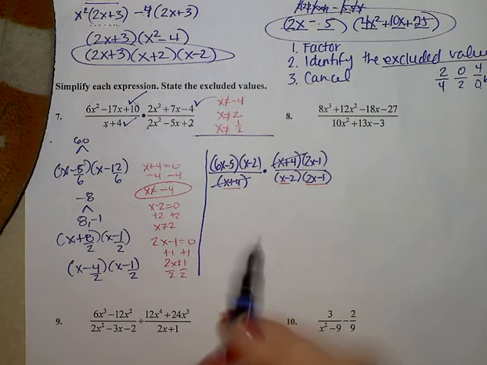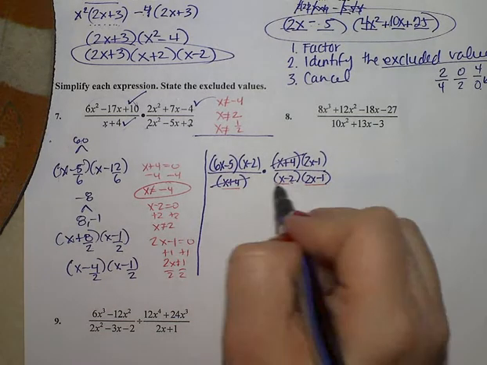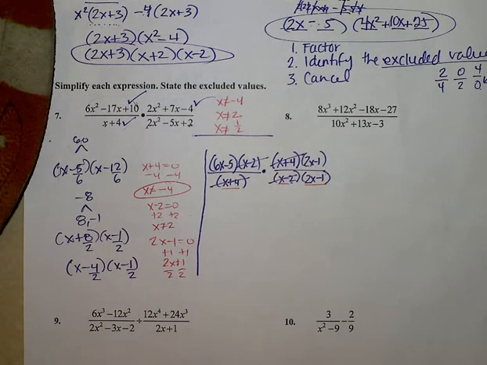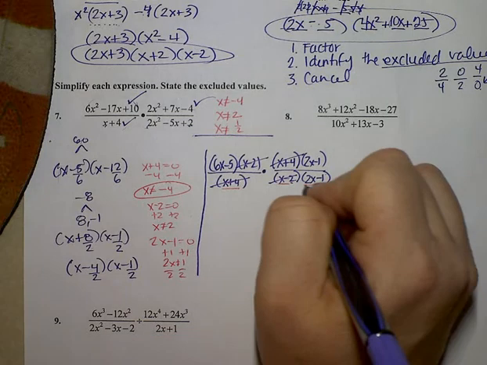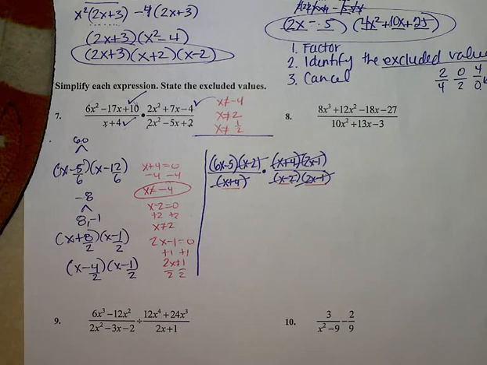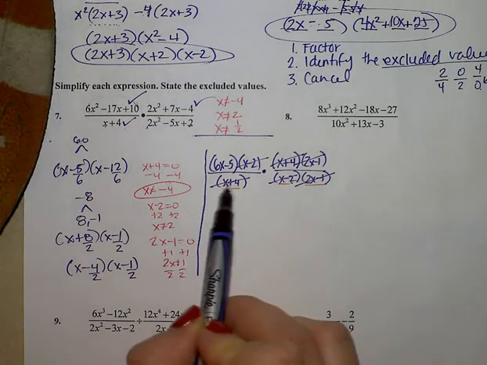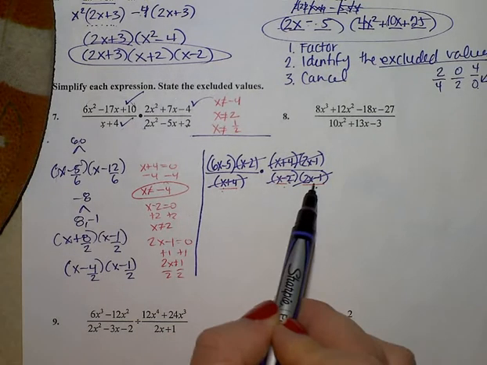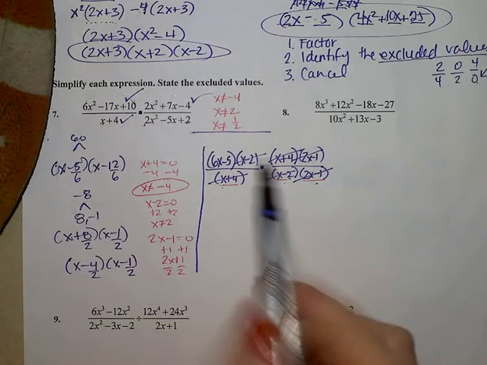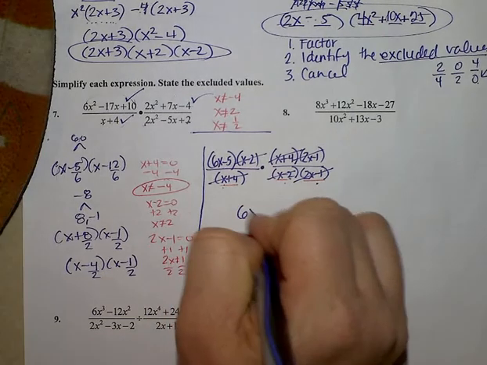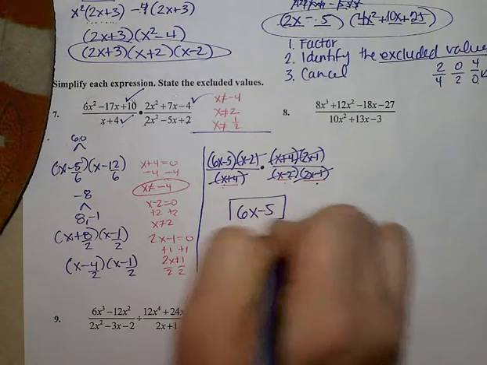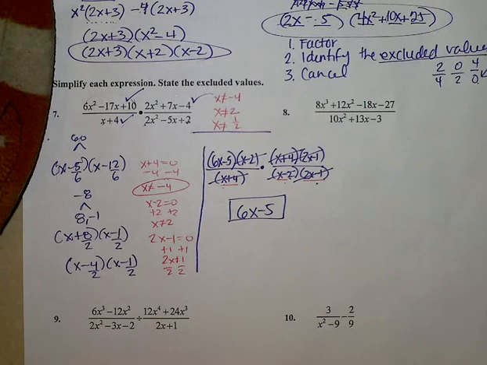Do we have any x subtract 2's? We do. Cancel and cancel. And 2x minus 1, cancel and cancel. Remember, really, what do these turn into? 1. So 1 times 1 times 1 is 1, and 1 times 1 times 1 is 1. On top we're left with the 6x minus 5, and that is our simplified rational expression.